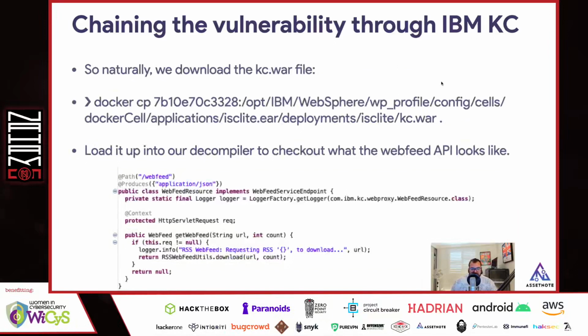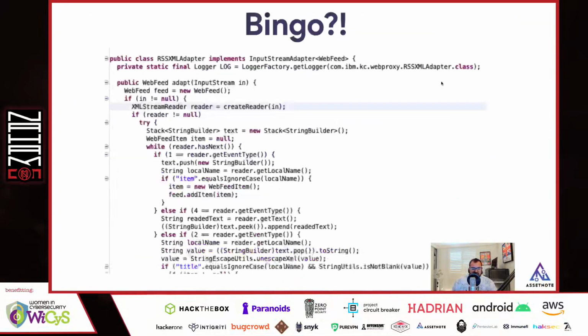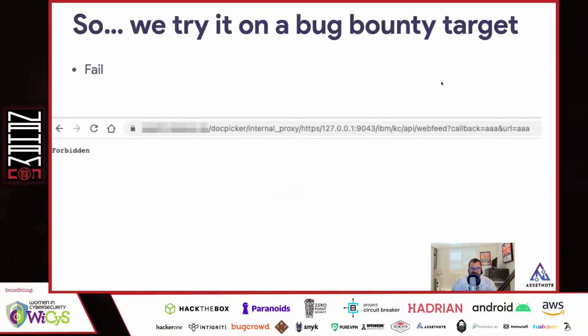So naturally, we downloaded the Knowledge Center WAR file, decompiled it, and looked at it in our source code. We found that it's downloading an arbitrary URL and then performing XML parsing on the contents of that URL. And we thought, okay, this looks amazing. This looks like we can probably get XXE through this gadget. But what we ultimately found is we tried it on a bug bounty target and it just returned forbidden and it didn't work. Even though we could hit the Knowledge Center port and the URL and everything, it just returned forbidden. So it was a fail.